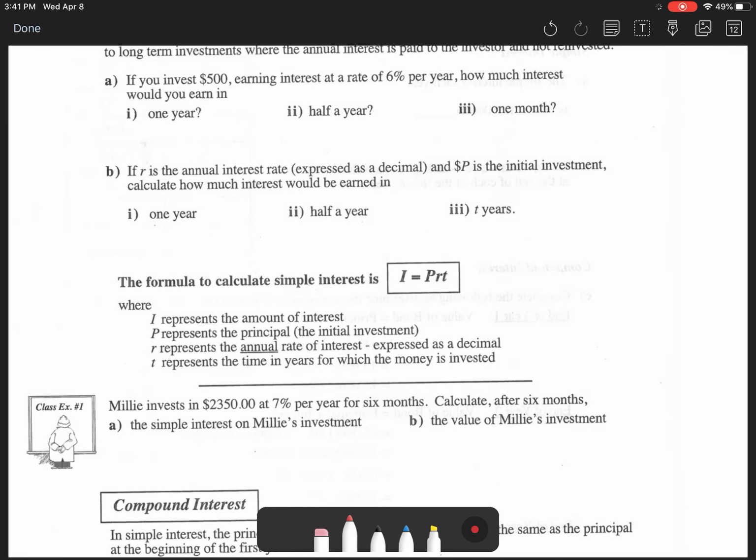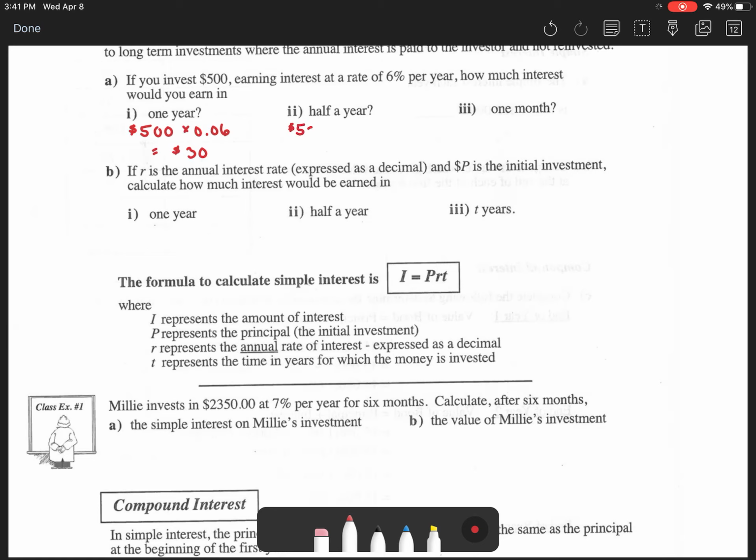So for example, if you invest $500, earning an interest rate of 6% per year, how much interest would you earn in 1 year? Well, what you would do is take the $500 that you have and multiply it by the 6%, which as a decimal is 0.06, and when I calculate that, that is going to give me $30. So there is the interest.